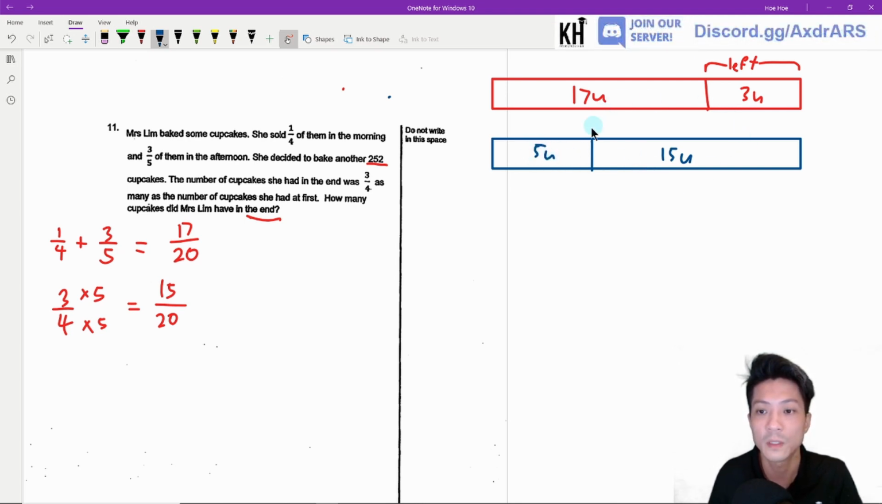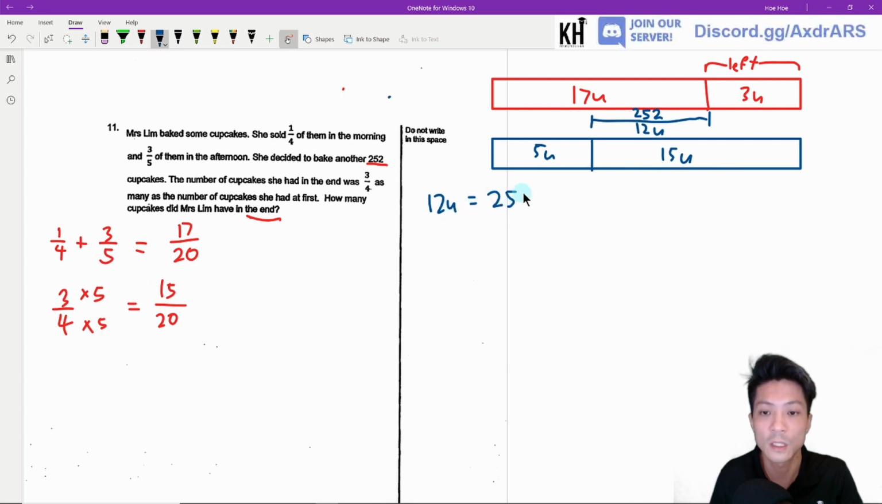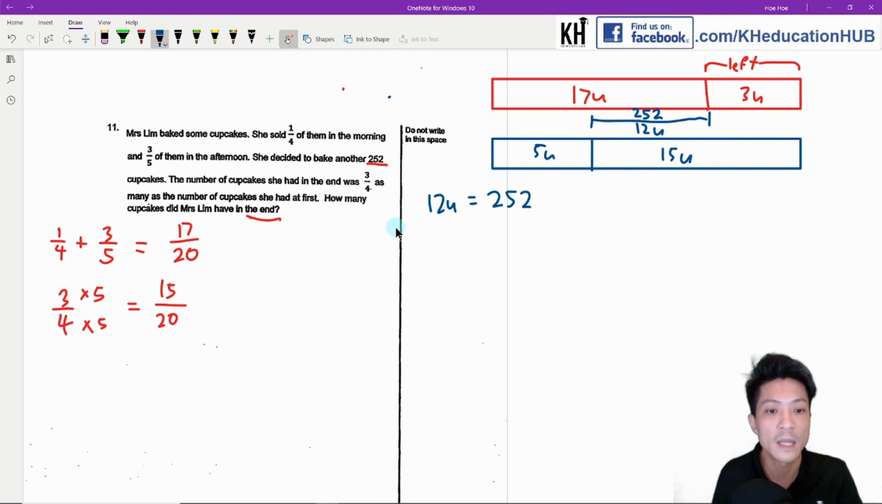Five units. Okay, which means that here to here is basically 12 units, and that is equal to the 252 cupcakes. Okay, so 12 units is equal to 252. Okay, the question is asking us to find how many cupcakes did Mrs. Lim have in the end.